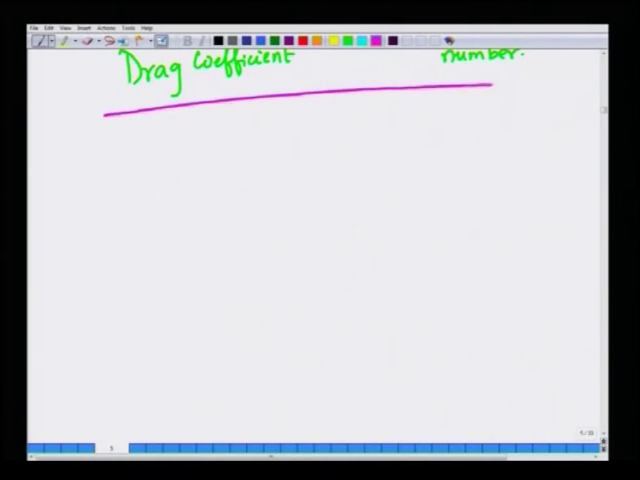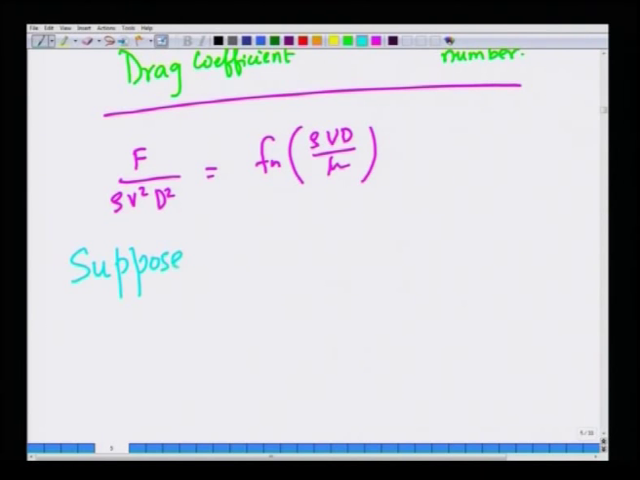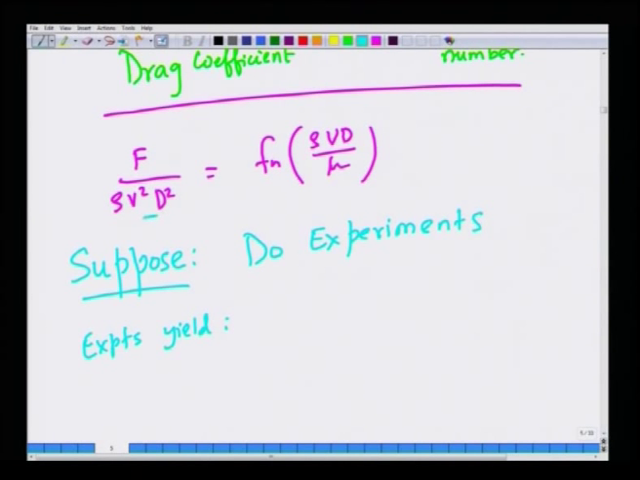Okay. Now, I am going to make an additional comment. Suppose we do experiments. So, essentially we find that f by rho v squared d squared is a function of rho v d by mu. This is what our dimensional analysis is telling you. Suppose you do experiments, experiments tell us the following result, that is, let us call this pi 1 and let us call this group pi 2. So, we expect pi 1 is some function of pi 2.